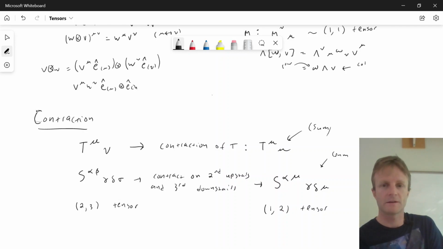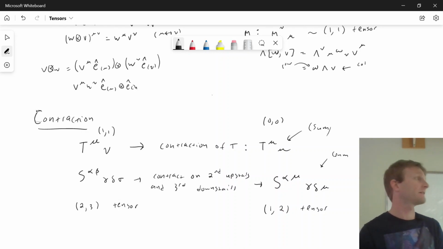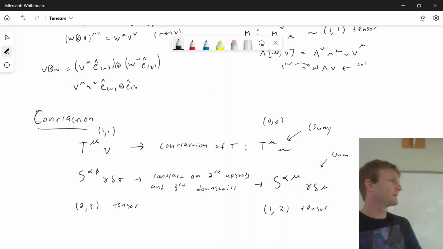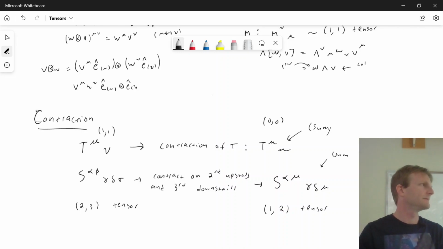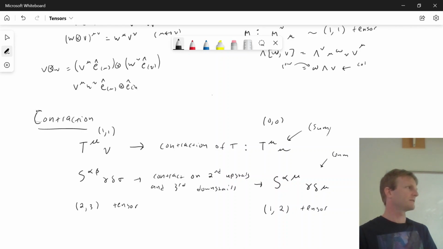Yes, this is a scalar. This is a 0, 0 tensor, and this is a 1, 1 tensor. And that's called the trace of the matrix. That generalizes to arbitrary dimension. Well, by dimension, do you mean the dimension of the underlying manifold or the number of indices? Rank, yeah.